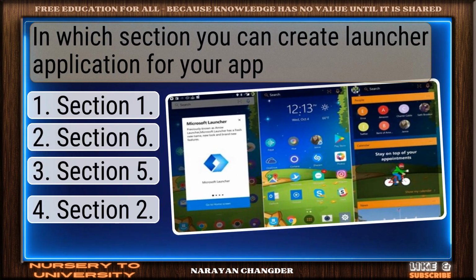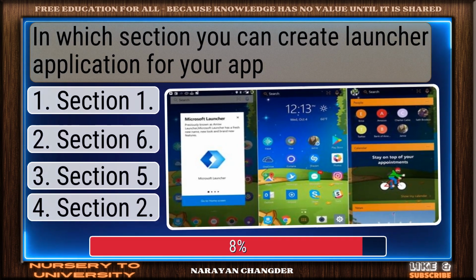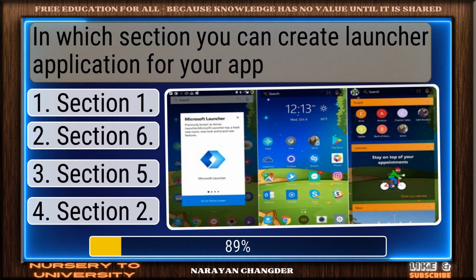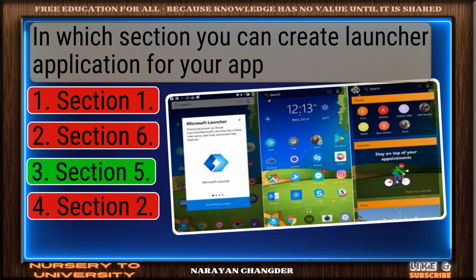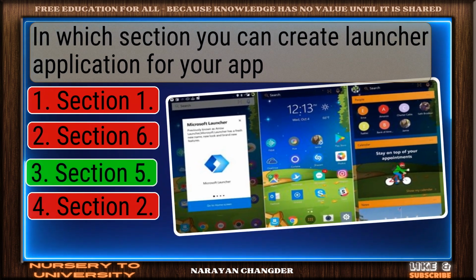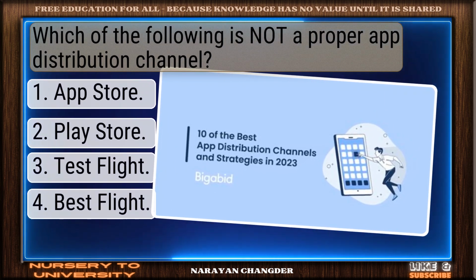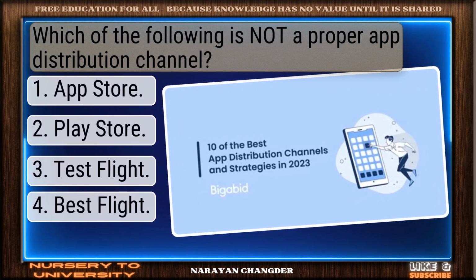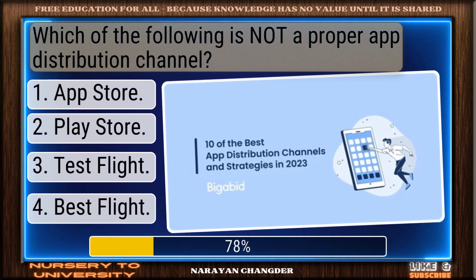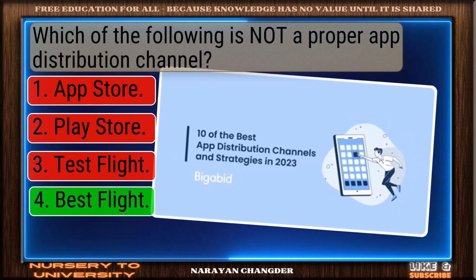Question number 34. In which section can you create a launcher application for your app? Correct response. Section 5 is the most accurate answer. Question number 35. Which of the following is not a proper app distribution channel? Smart move. Best flight is an accurate answer.